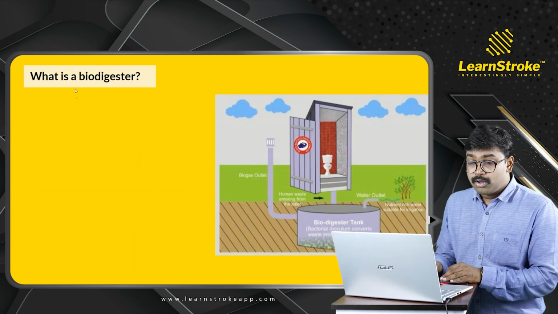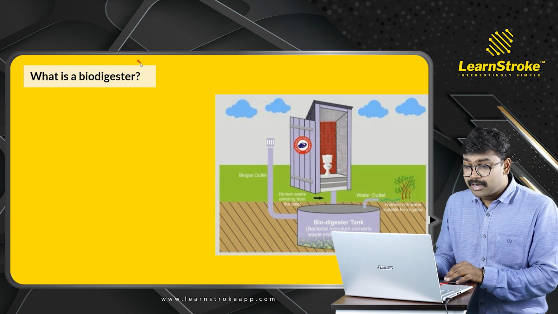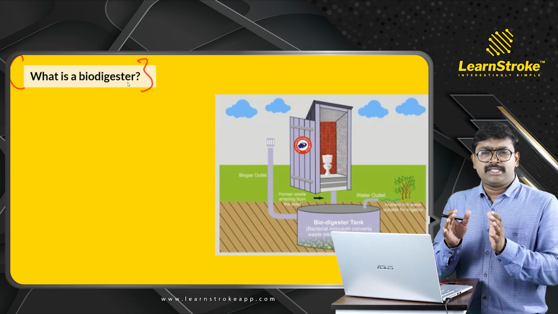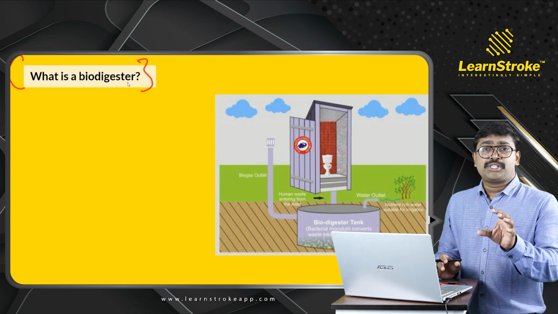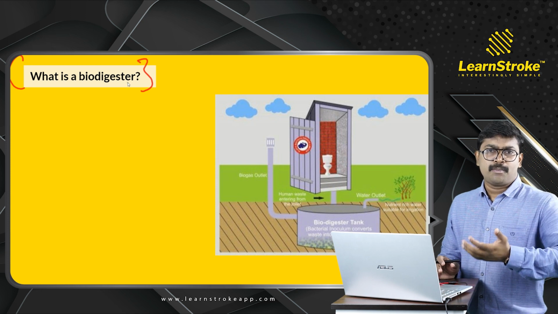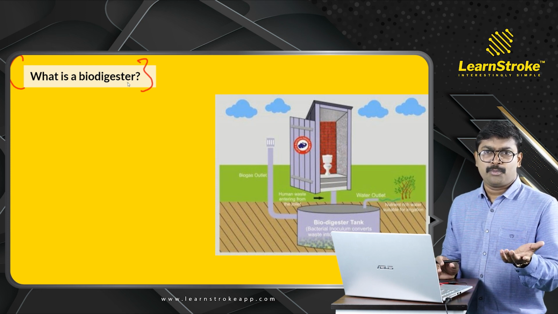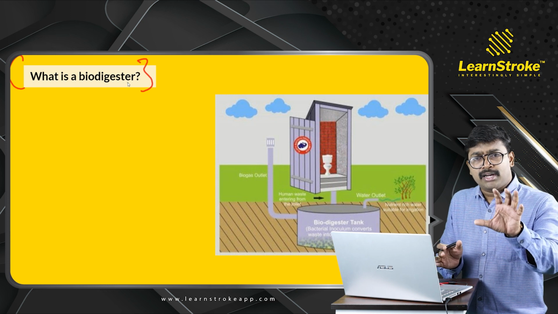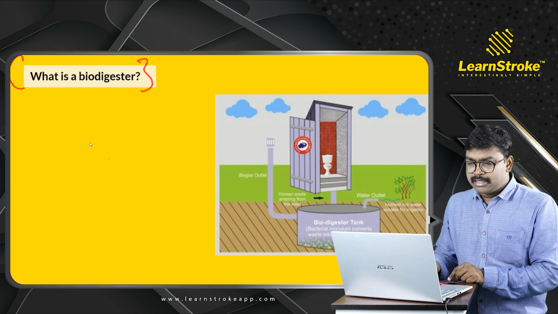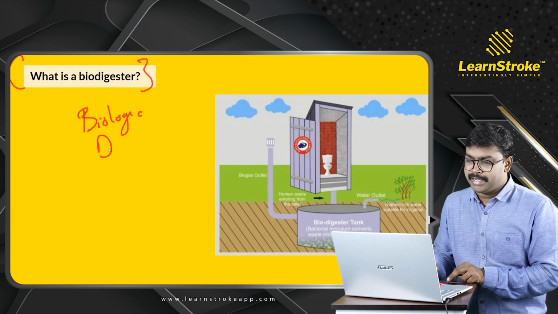Now we'll find out how a biodigester actually works. What is a biodigester? A biodigester is basically a system which biologically digests organic matter, either aerobic or anaerobic. You know what you mean by aerobic and anaerobic. So it basically biologically digests the organic matter, with the help of microbes. There is a process called biological digestion.